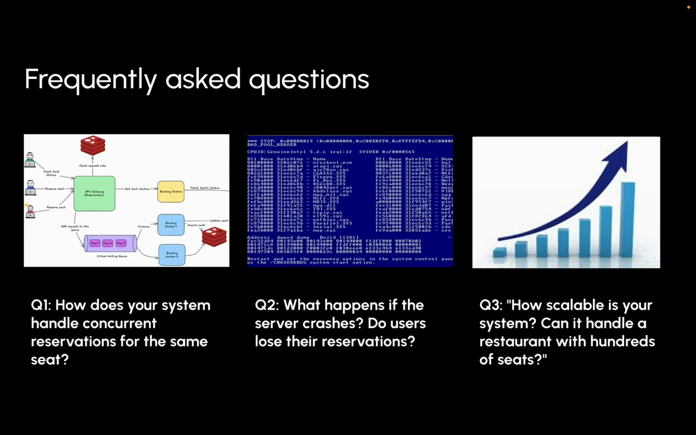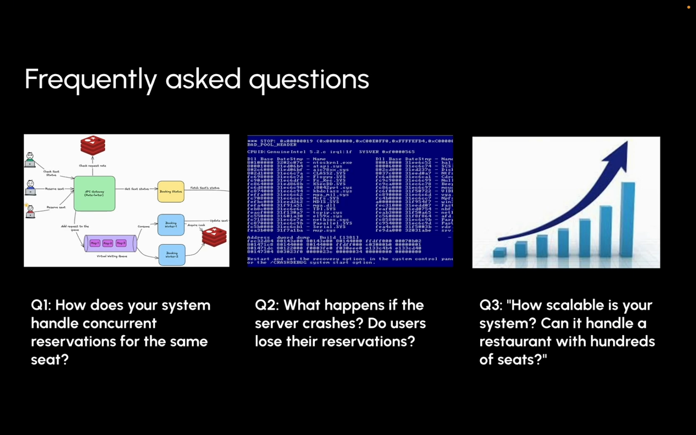How does your system handle concurrent reservations for the same seat? Our system uses a thread-safe reservation database with read-write locks. When a client requests a reservation, the server acquires a write lock, checks for conflicts, and either adds the reservation or rejects it. This ensures that even if multiple users try to book the same seat at the same time, only one will succeed. We tested this with our concurrency test that simulates these simultaneous requests.